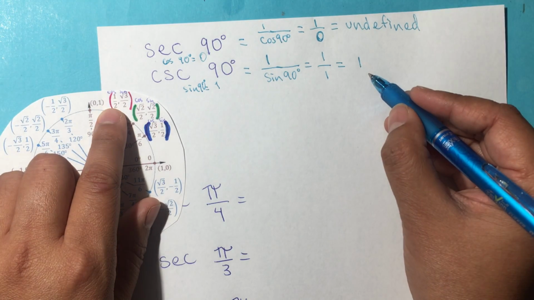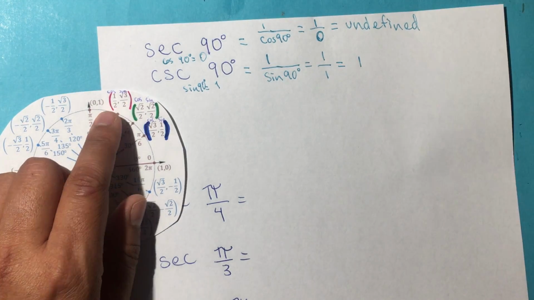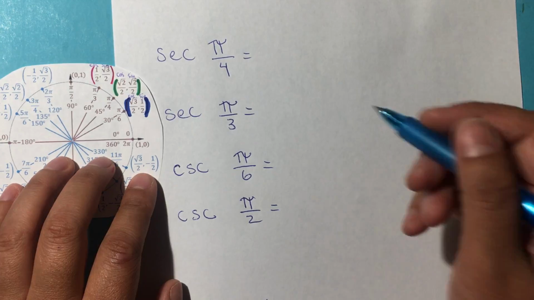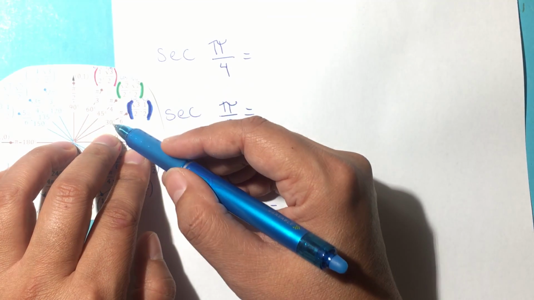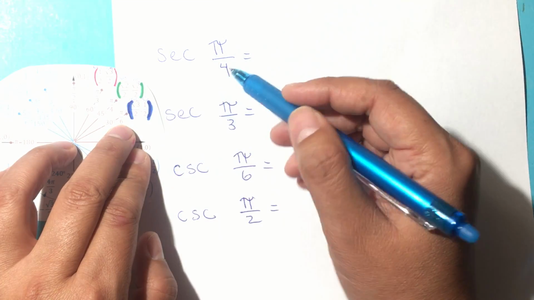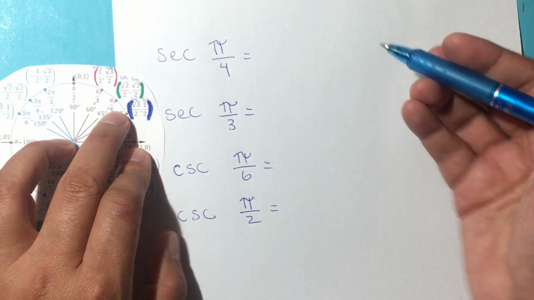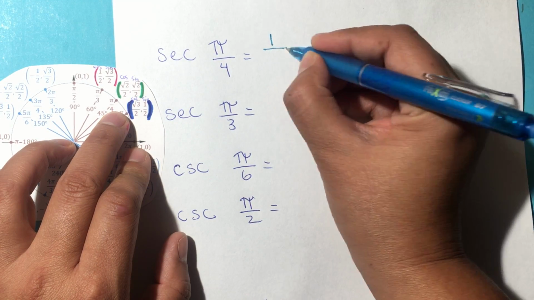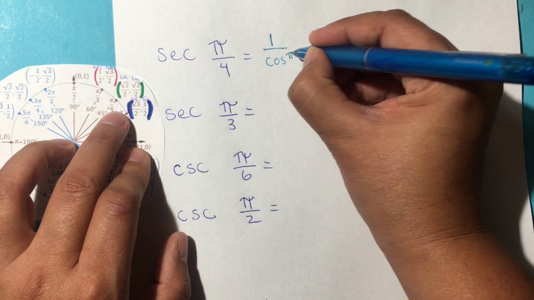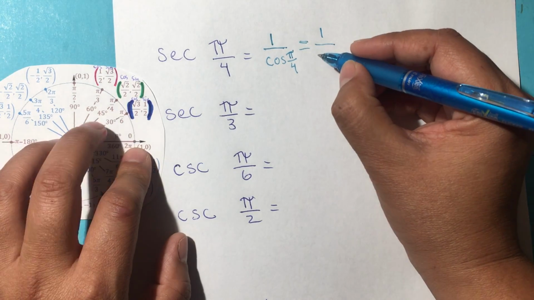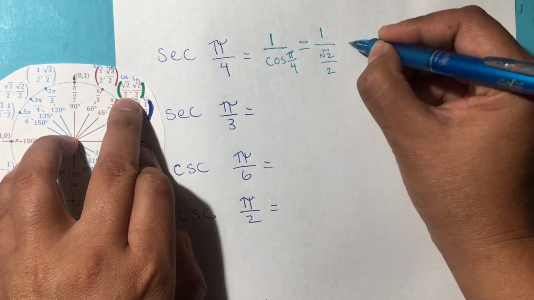And 1 is the reciprocal of 1, because 1 over 1 is equal to the reciprocal of 1 over 1. Okay. For the next set, we're going to be using the unit circle again, but instead of looking at the degrees, we're going to be looking at the radians. And so secant of pi over 4, which is right here, remember that it's 1 over the cosine of pi over 4. Okay, and so 1 over the cosine of pi over 4 is the square root of 2 over 2.